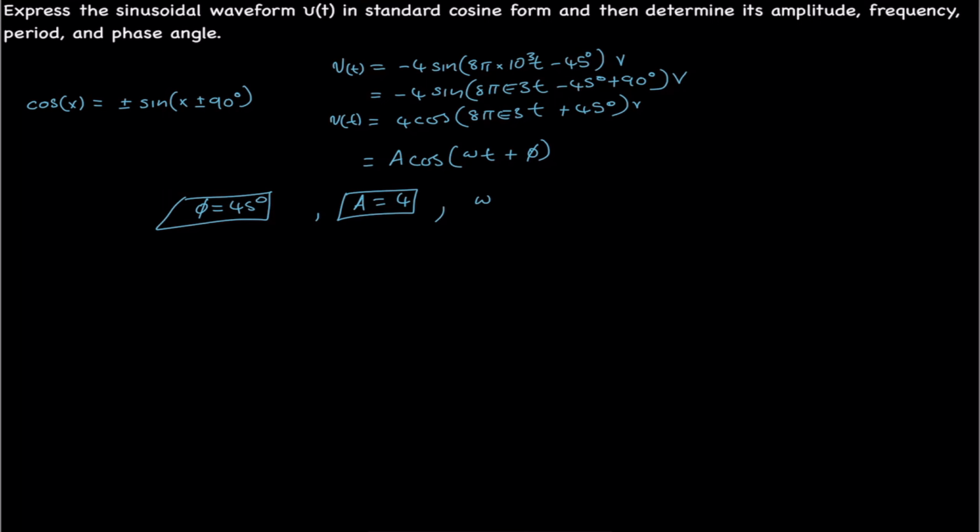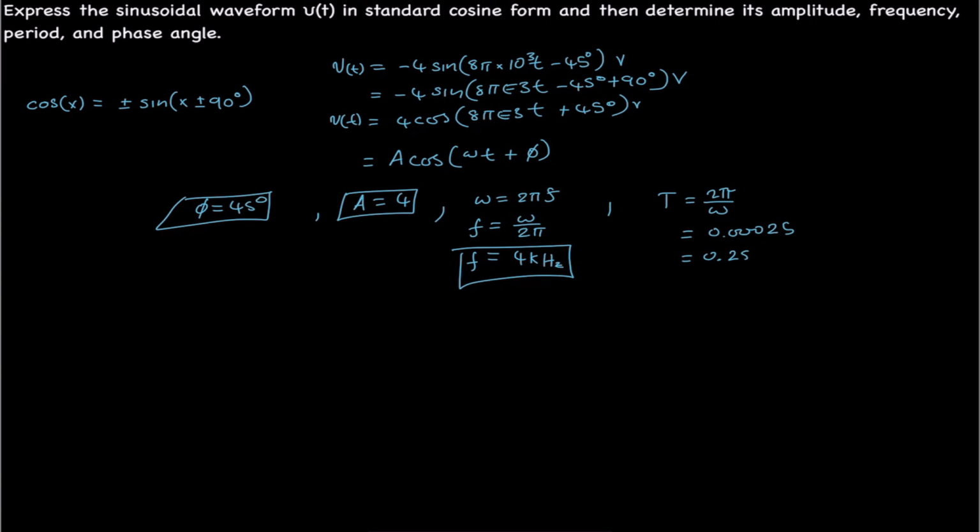We know that our angular frequency is 2 pi f. To get our frequency, we divide omega by 2 pi, and that gives us 4 kilohertz. We then move on, and we know that our period is 1 over f. So thus we have 2 pi divided by omega, which is equal to 0.00025, which is ultimately 25 milliseconds.